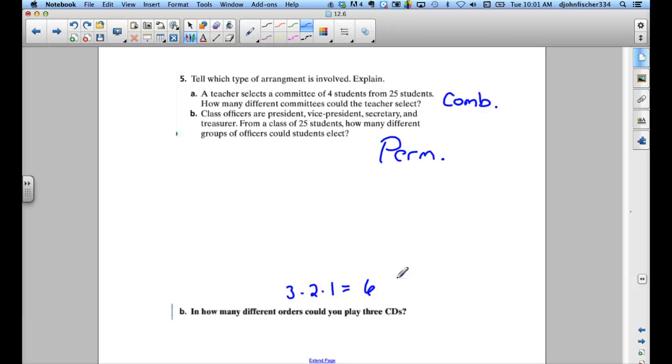Now this kind of gets you started on permutations and combinations, so hopefully they won't have any trouble with this. If you do, bring some questions to me tomorrow. That's not a problem. Thank you.